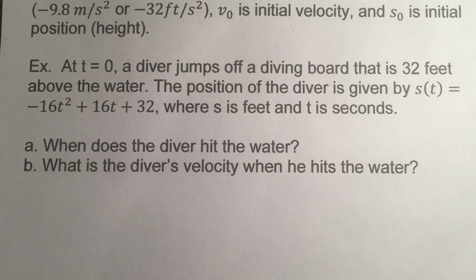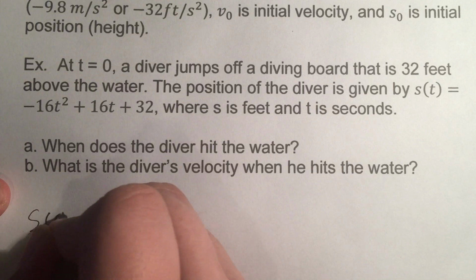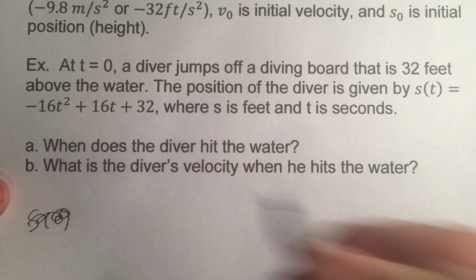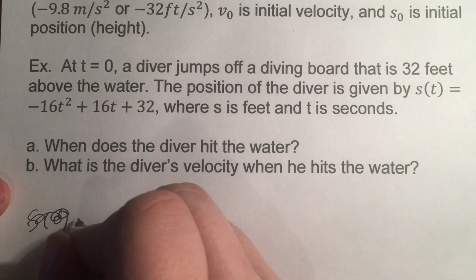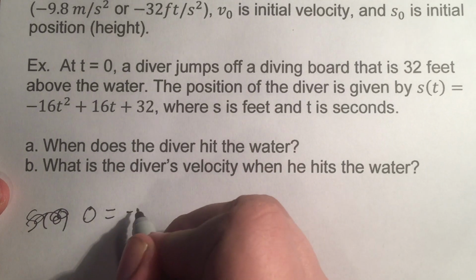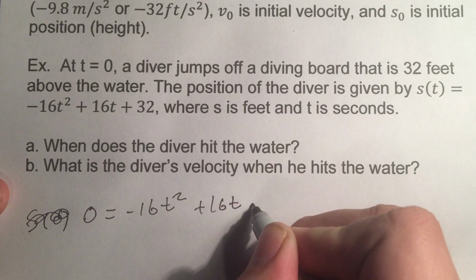So when does the diver hit the water? Well, the diver's going to hit the water when our position is 0. Our height is 0. So we're going to do s of... Not s of 0, but s of t is going to equal 0. So 0 would equal negative 16t squared plus 16t plus 32.